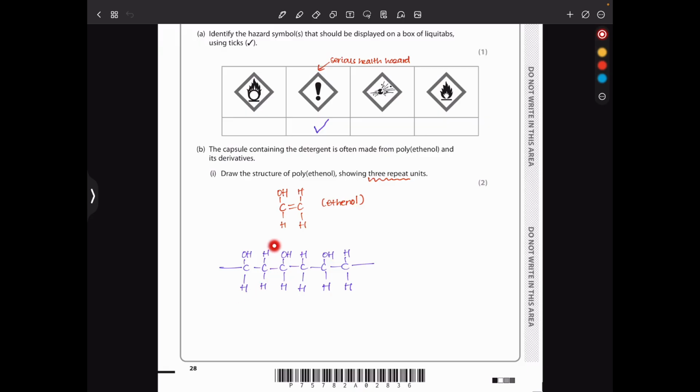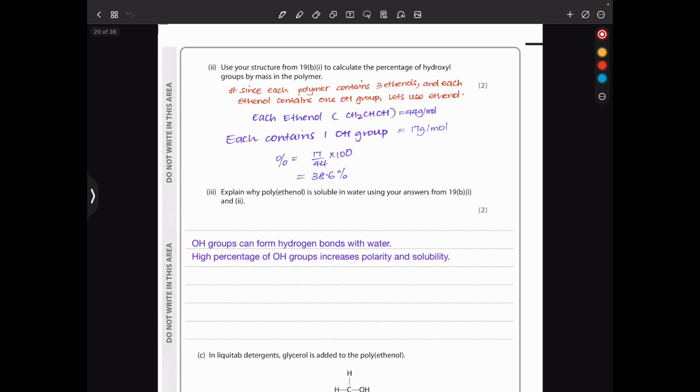So if I use one of these, like I did in my calculation, each ethanol unit contains CH2, CHOH, which is about 44 grams per mole. Each contains one OH group, so for OH it's going to be 17, meaning the percentage is 17 divided by 44 times 100, which is 38.6%. Then next, explain why polyethanol is soluble in water using your answer in 19B1 and 19B2.